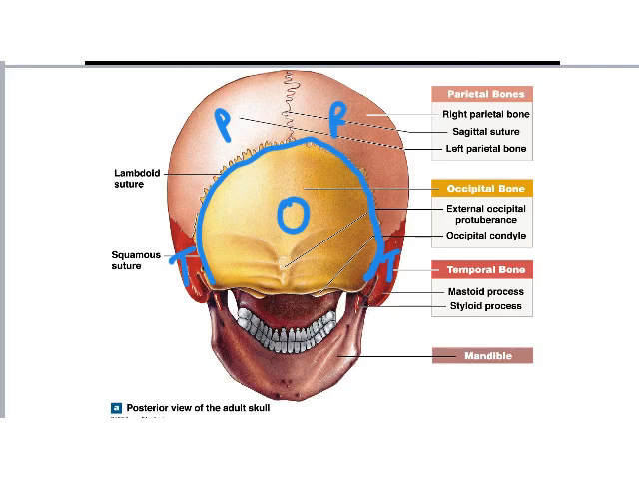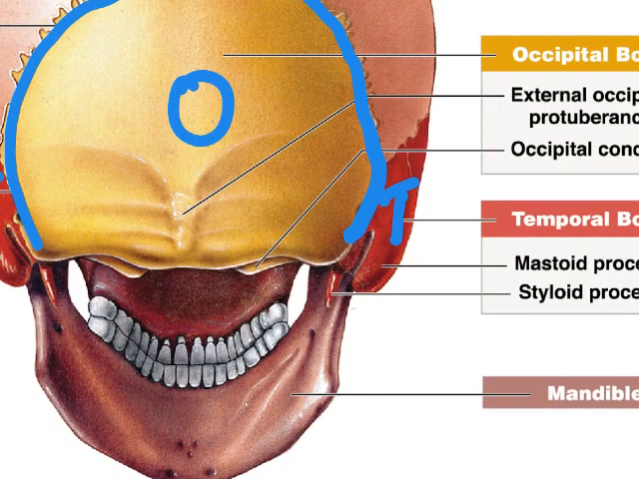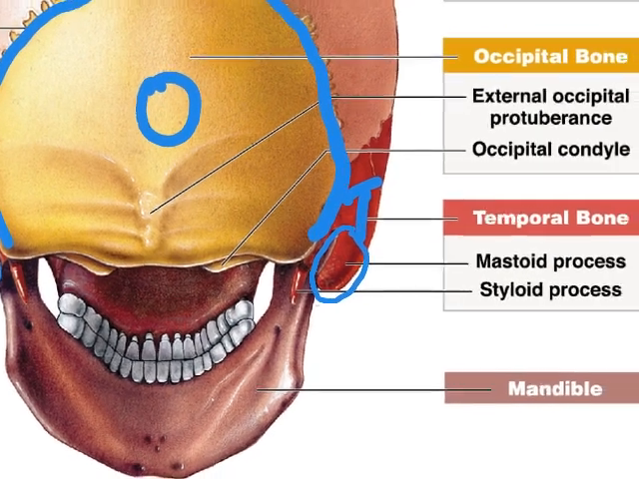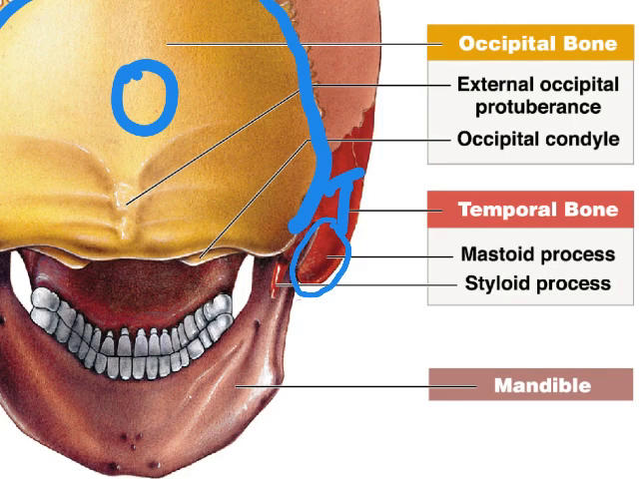So you'll see, if we blow this up a little bit, kind of on the posterior aspect of the temporal bone, you can see this projection. You see it here on the other side as well, right over here. And that projection is called the mastoid process. And that's one of the parts of the temporal bone that you're going to have to learn.